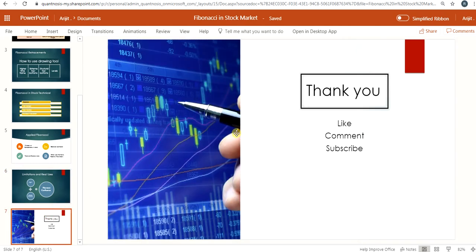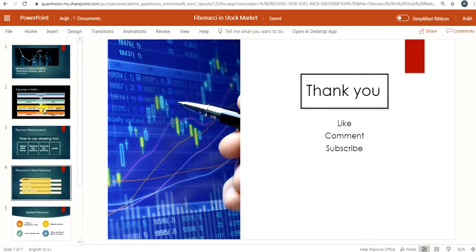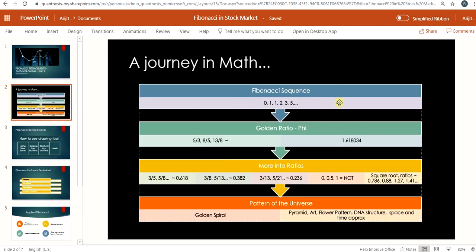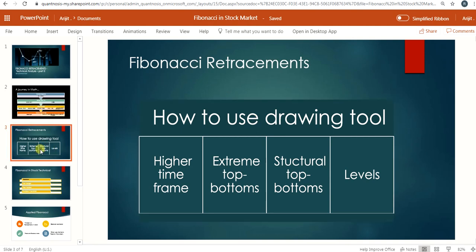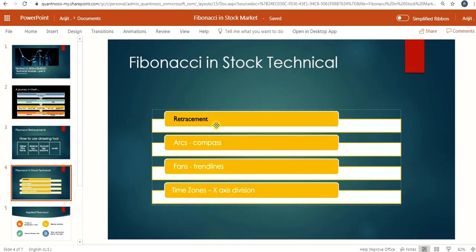Okay, now before we wrap up, so far we have learned what the Fibonacci numbers are and how the golden ratio is calculated, and then how the Fibonacci ratios that are used for stock market technical analysis are calculated. Then we know that this is a very useful tool, using Fibonacci retracement or Fibonacci arcs or fans. These kinds of tools we can use to get the levels of price or the time, for our future approximation or estimations.